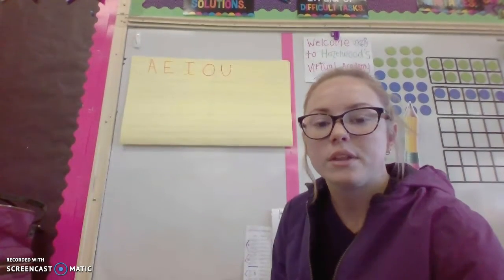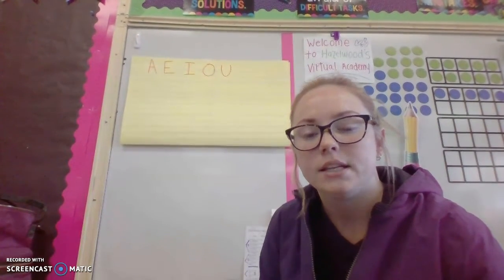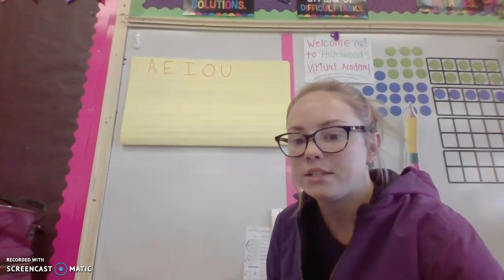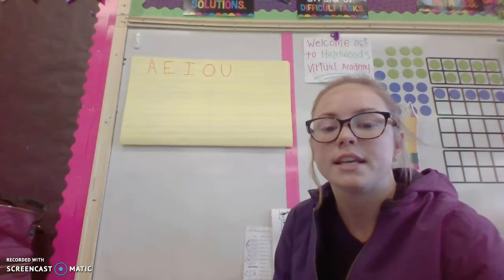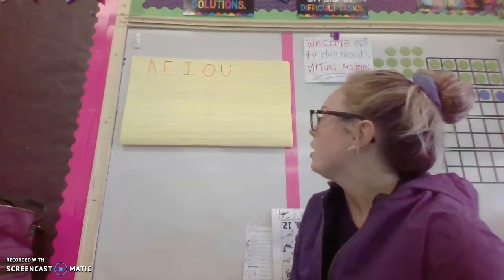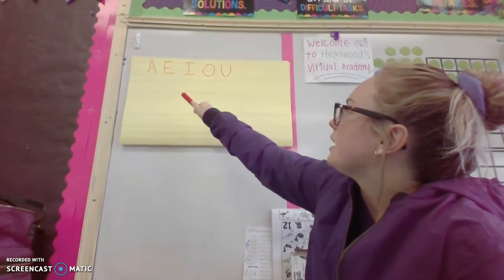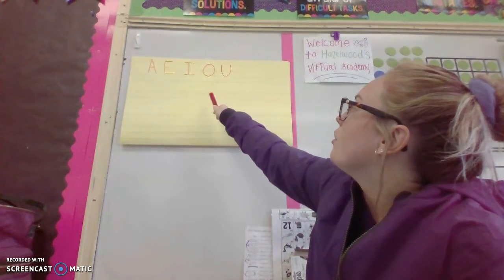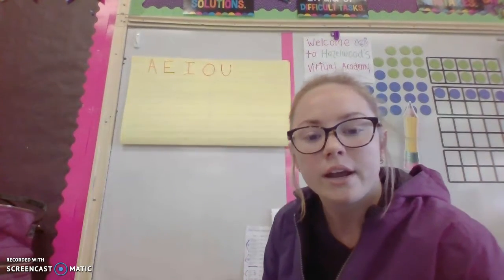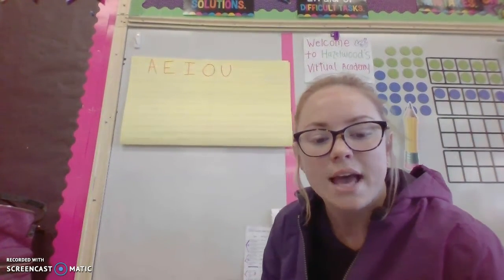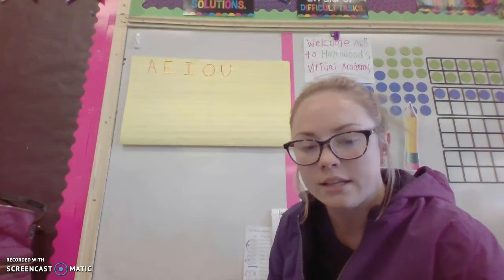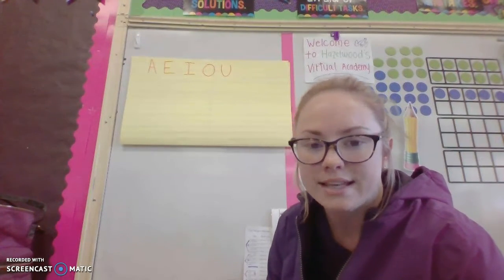Hi friends, yesterday we learned about silent E, and today we're going to look at our vowels again and talk about how the silent E changes each vowel sound. So our vowels are A, E, I, O, and U. And when they are in a word where we see that pattern that we talked about yesterday and there's a silent E on the end, the vowel will say its name.